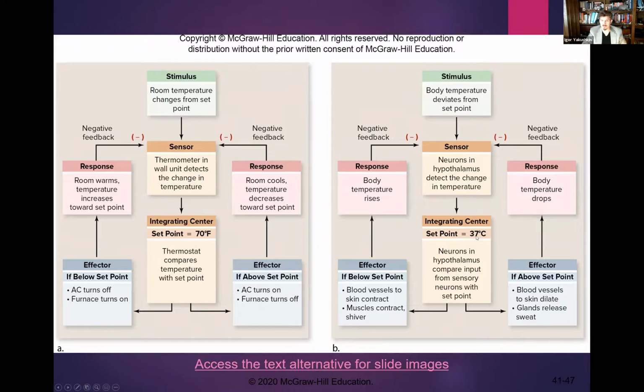Set at 37 degrees. If we have the neurons checking, if below the point, the blood vessels will contract in the skin, muscles will start contracting, shivering, body temperature rises. So increasing of that, decrease of that, negative feedback, right? And the same thing will happen on this side as well.